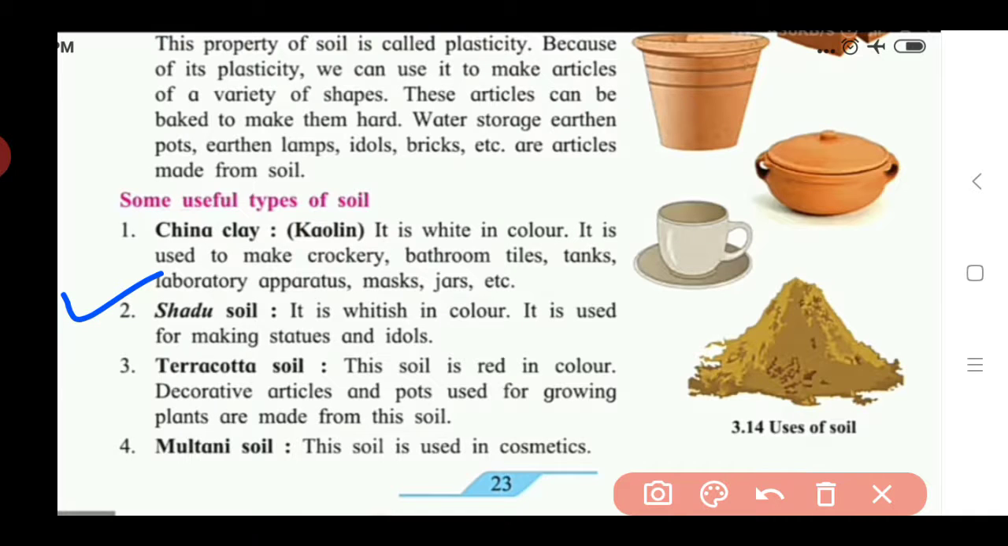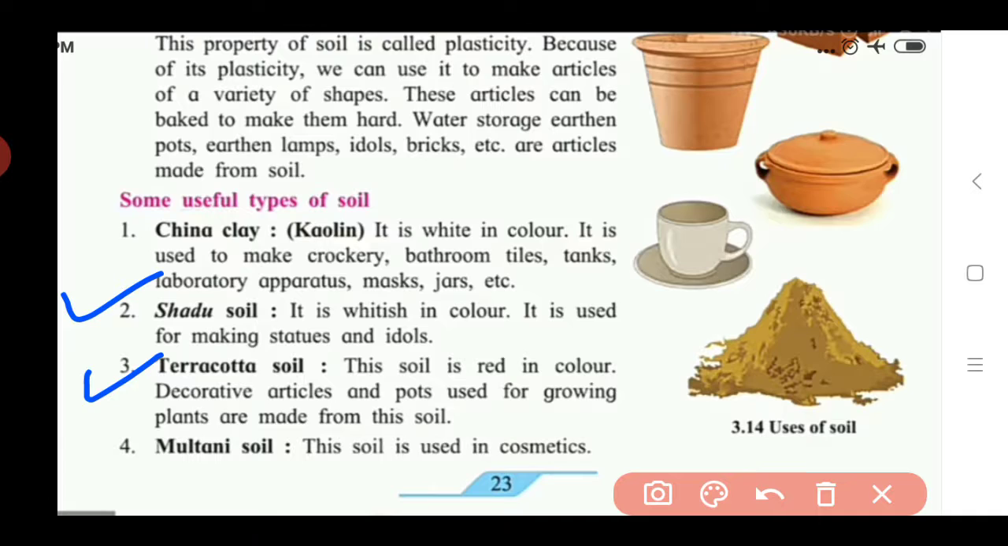So if we see the next one, third one, terracotta soil. Terracotta soil is red in color, and the uses are decorative articles and pots used for growing plants are made from the soil. So we know the pots we bring for growing plants in our balcony, such pots are made from this terracotta soil. These are red in color. So due to this, we know our pots which are used for growing plants are also brown, that is red in color. Okay. So it is the use of terracotta soil.